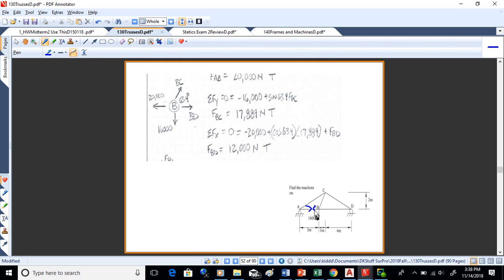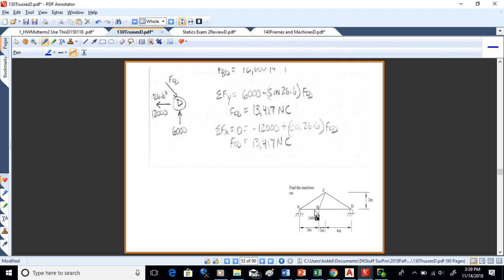Okay, so I've got 20,000 going that way. I've got 16,000 at B going down, and then I've got the unknowns, BC and BD. So sum of Fy will be 0. That'll be the minus 16,000 plus sine 63.4 times FBC. So FBC is 17,889 upwards, so that's tension. And the sum of Fx is 0. I got minus 20,000 plus cosine 63.4 times 17,889, which I just solved for BC. Those are the two known x forces. And then I've got the unknown plus FBD. Solve for that. It's 12,000 tension. Okay. So that gets me the forces then in BC and BD.